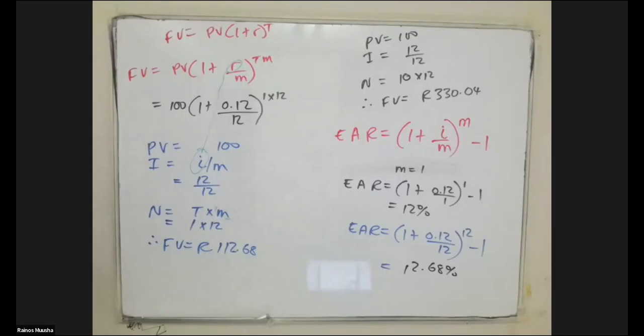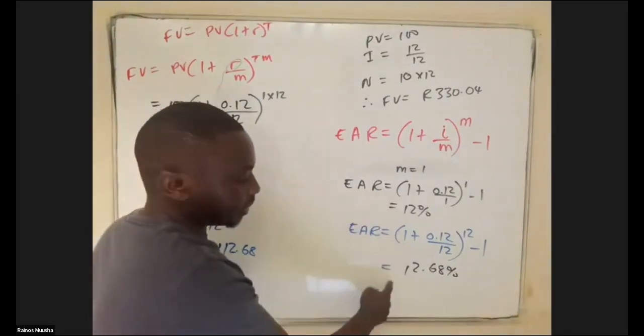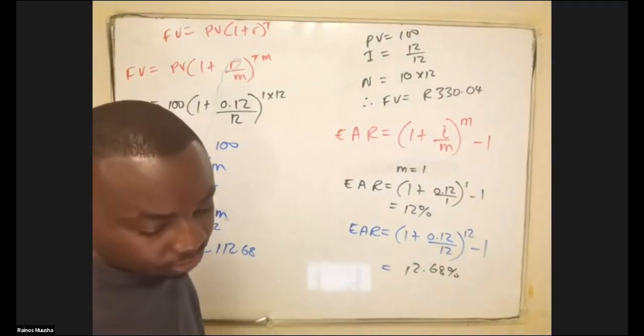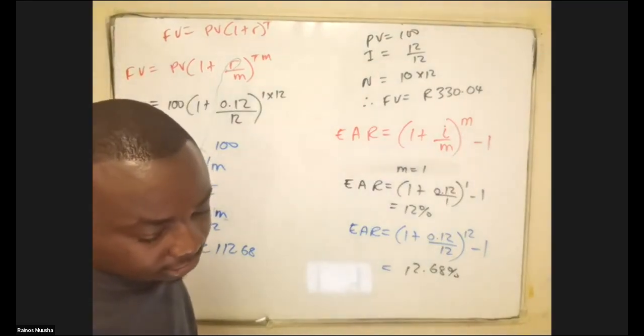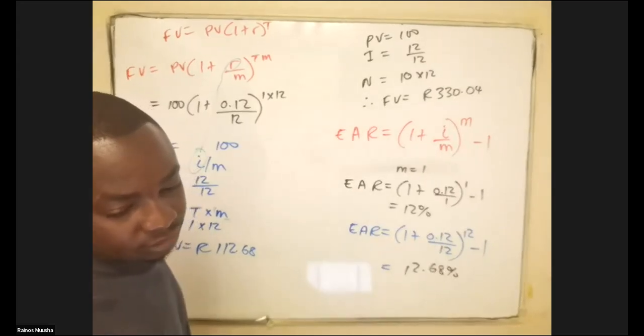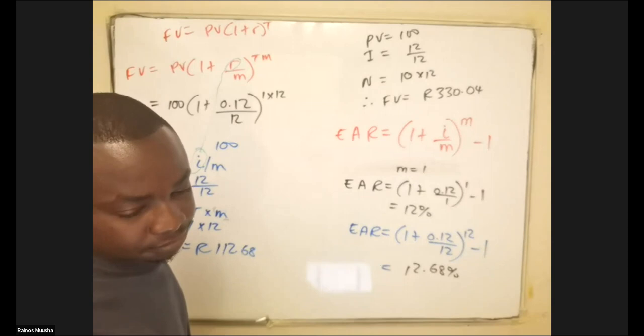So what does that mean? The more times you're compounding per year, the higher the effective annual rate of interest you're going to be paying. Are we on the same page so far? Any questions? Anyone lost?